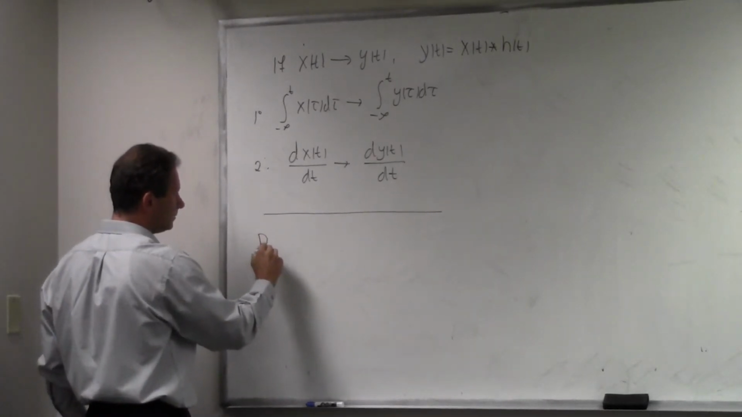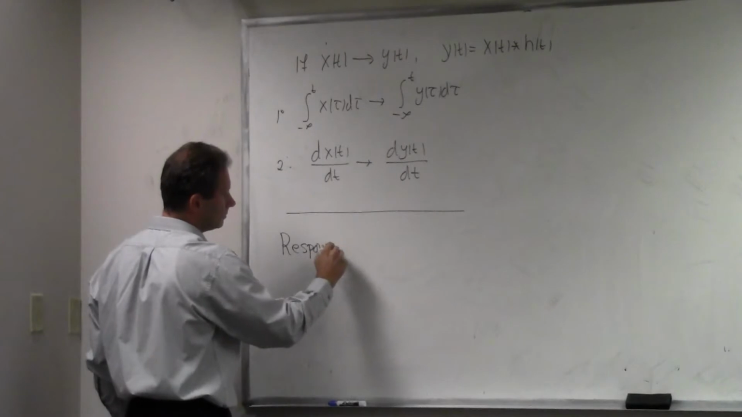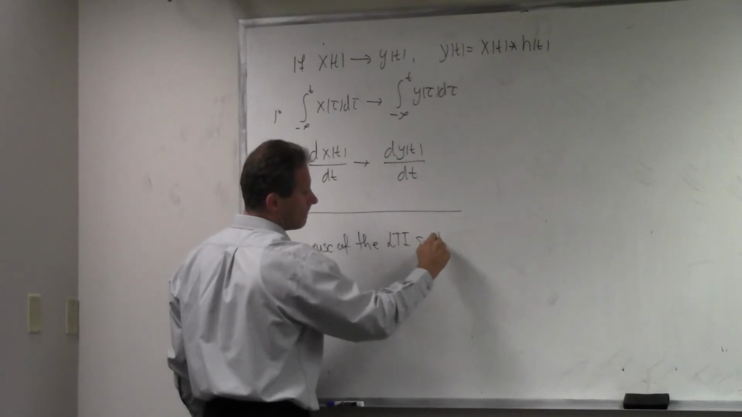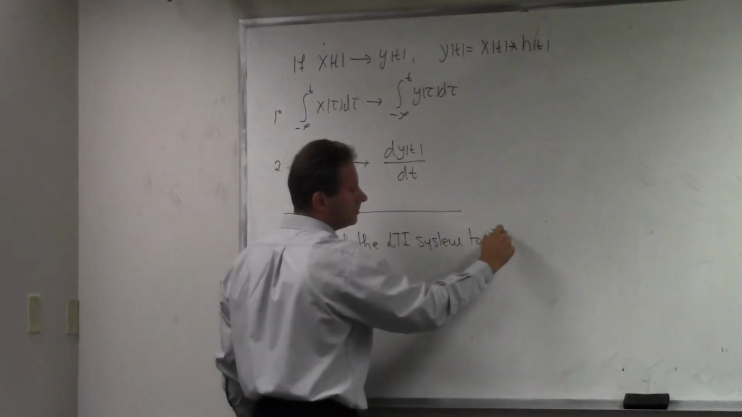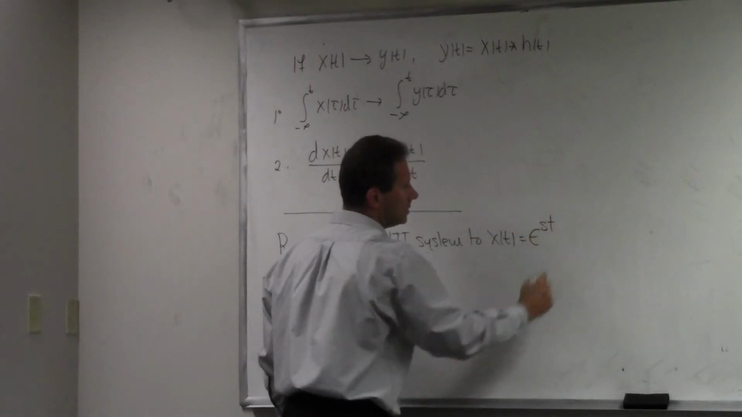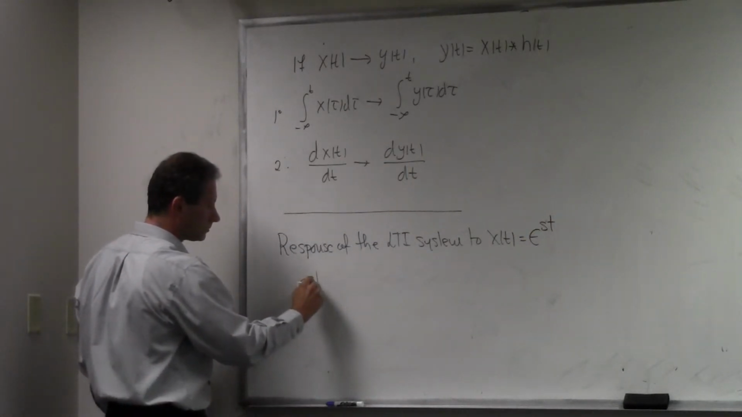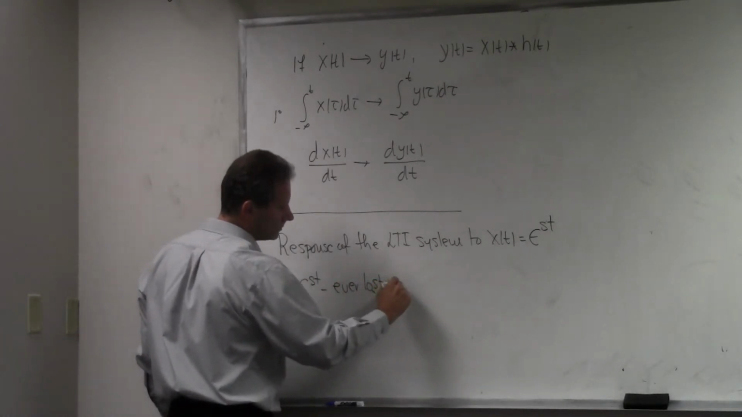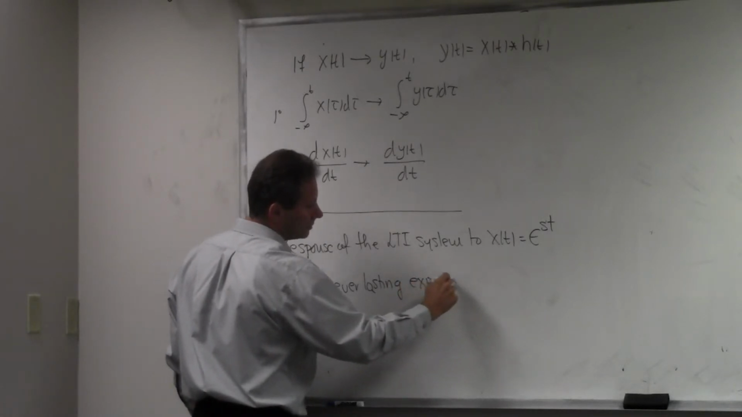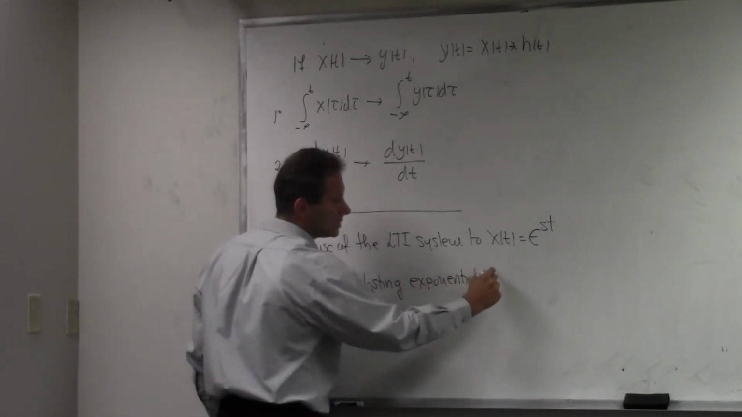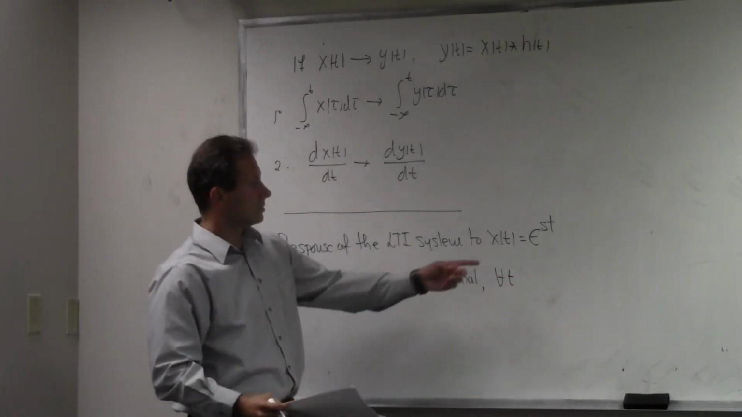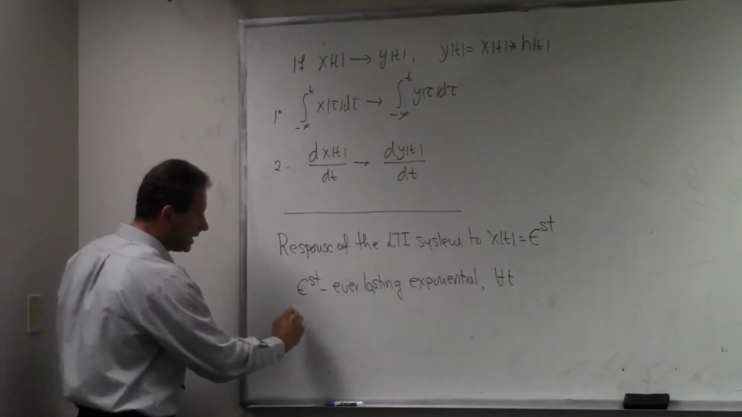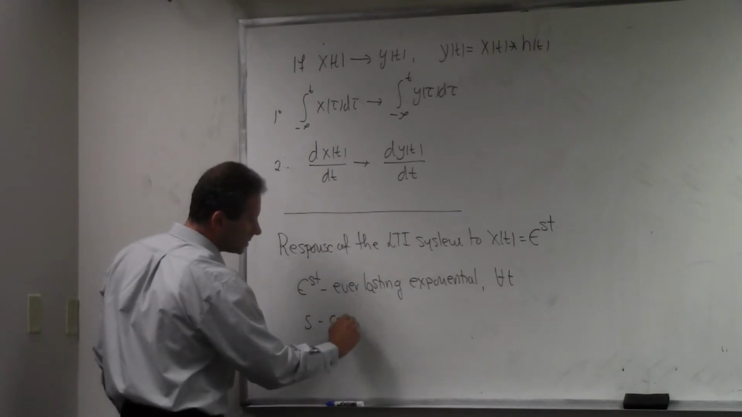So let's take a look at what happens when we take a linear system and present it with an everlasting exponential. So, the response of a linear time invariant system to x of t equal to e to the st. This e to the st, the everlasting exponential, means it exists for every t. It's not limited to t greater than 0.